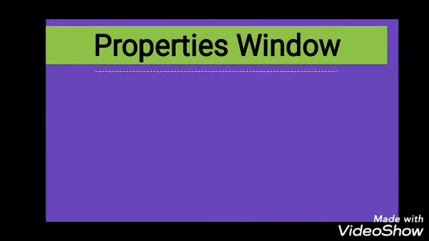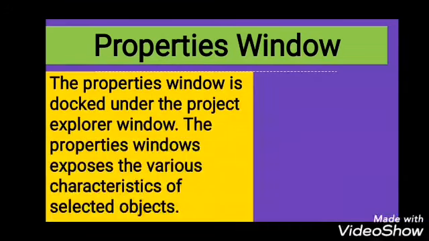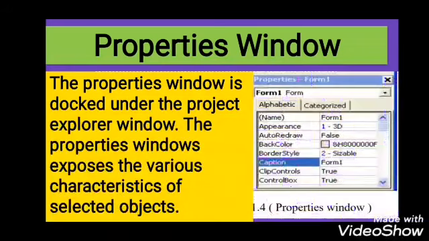Let's move to the properties window. The properties window is tucked under the Project Explorer window. The properties window exposes the various characteristics of the selected object. So see the characteristics. For example, here I am using caption, that is the caption name is Form1. So we can say this is the property value. We can change this value as per our need. For example, the background color is this one. You can change it to red or anything you like.